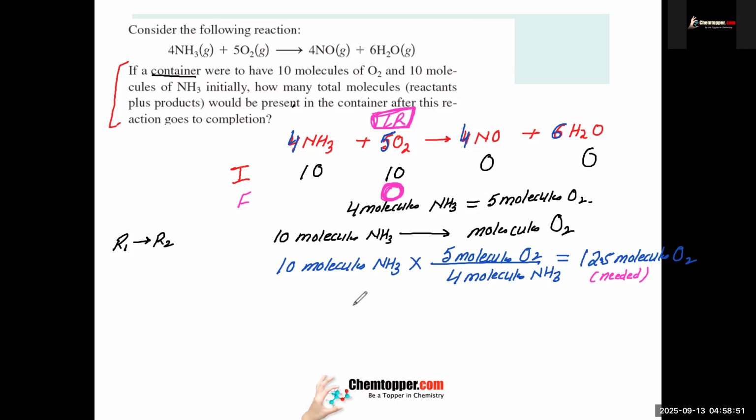Now every calculation has to be started from the molecules of O2. So start with 10 molecules of O2 and convert that into molecules of NH3. Convert that into molecules of NO and convert that into molecules of water.